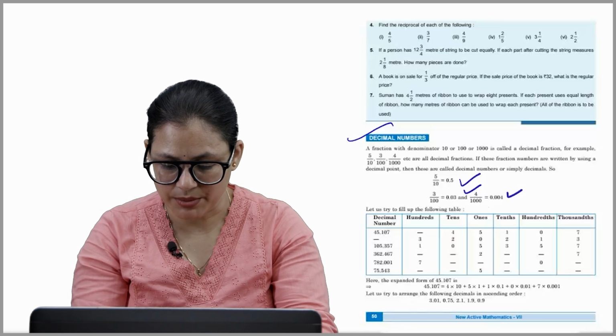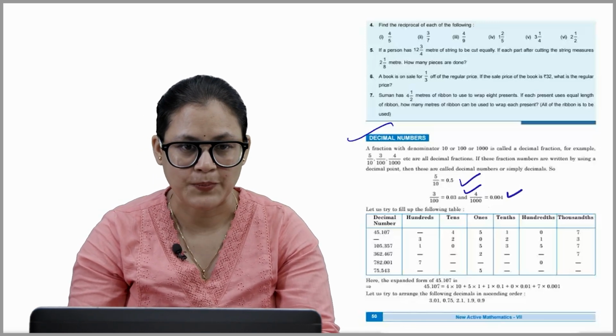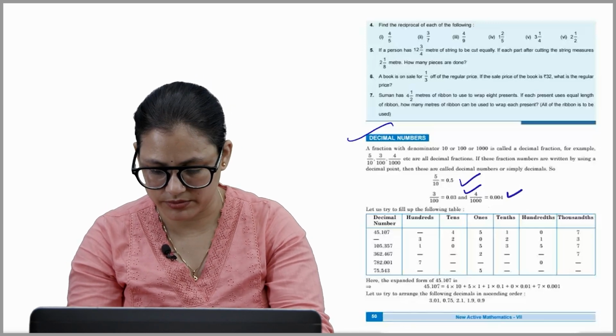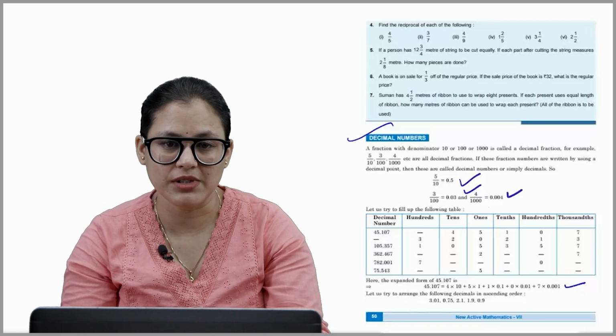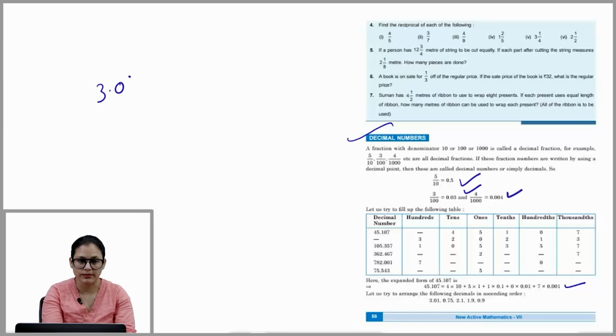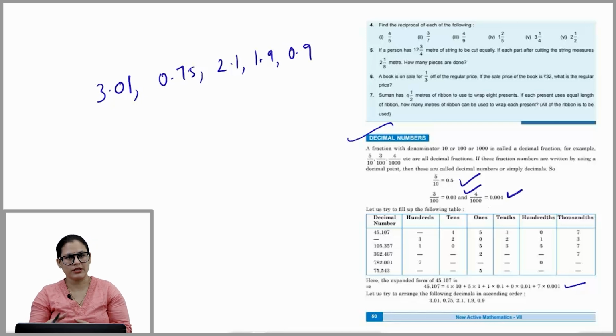See, a decimal number is given here, and this is the place value chart. Here the expanded form of this number is given. Now let us try to arrange the following decimals in ascending order: 3.01, 0.75, 2.1, 1.9 and 0.9. Ascending order means increasing order, smallest to greatest. So which one is the smallest?